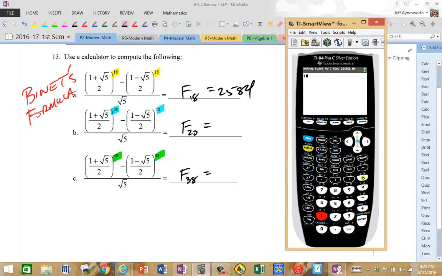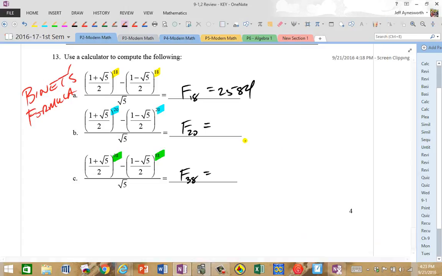So 1 plus the square root of 5. Enter, divided by 2. Enter, take it to the 20th power. Enter, divided by root 5. I'm going to just use part of it. I'm going to round it. So 6765. So 6765.